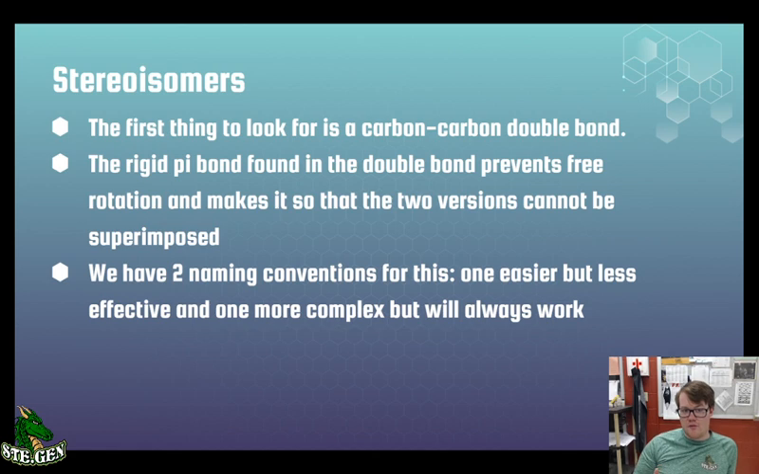The first thing to look for is carbon-carbon double bonds. So a carbon double bonded to another carbon. That pi bond, just like our example from earlier, is preventing them from bending, and it's preventing them from rotating to make the two versions the same. So they can't be superimposed, which means I cannot position them so that they completely overlap with each other. It is impossible to superimpose these over one another. Even if I try rotating them, it's not going to do anything. So we have two naming conventions for them. One that's easier, but can be not allowed to be used depending on the situation. And then one that's more complex, but will always work.